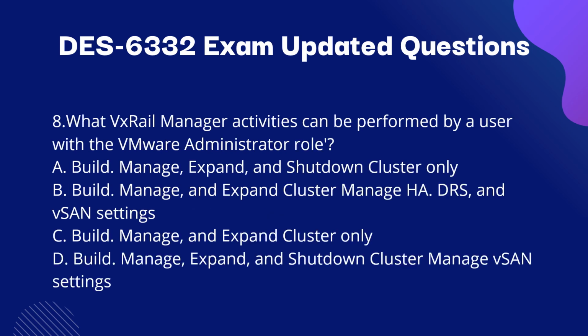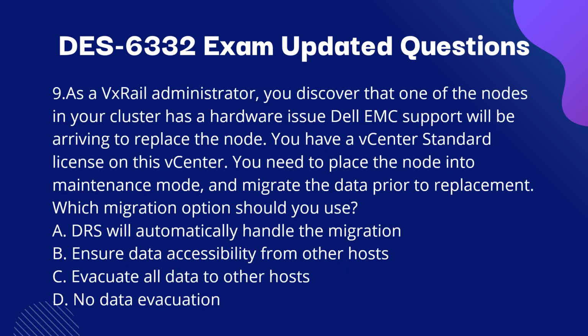8. What VxRail Manager activities can be performed by a user with the VMware administrator role? A. Build, manage, expand, and shut down cluster only. B. Build, manage, and expand cluster. Manage HA, DRS, and vSAN settings. C. Build, manage, and expand cluster only. D. Build, manage, expand, and shut down cluster. Manage vSAN settings.